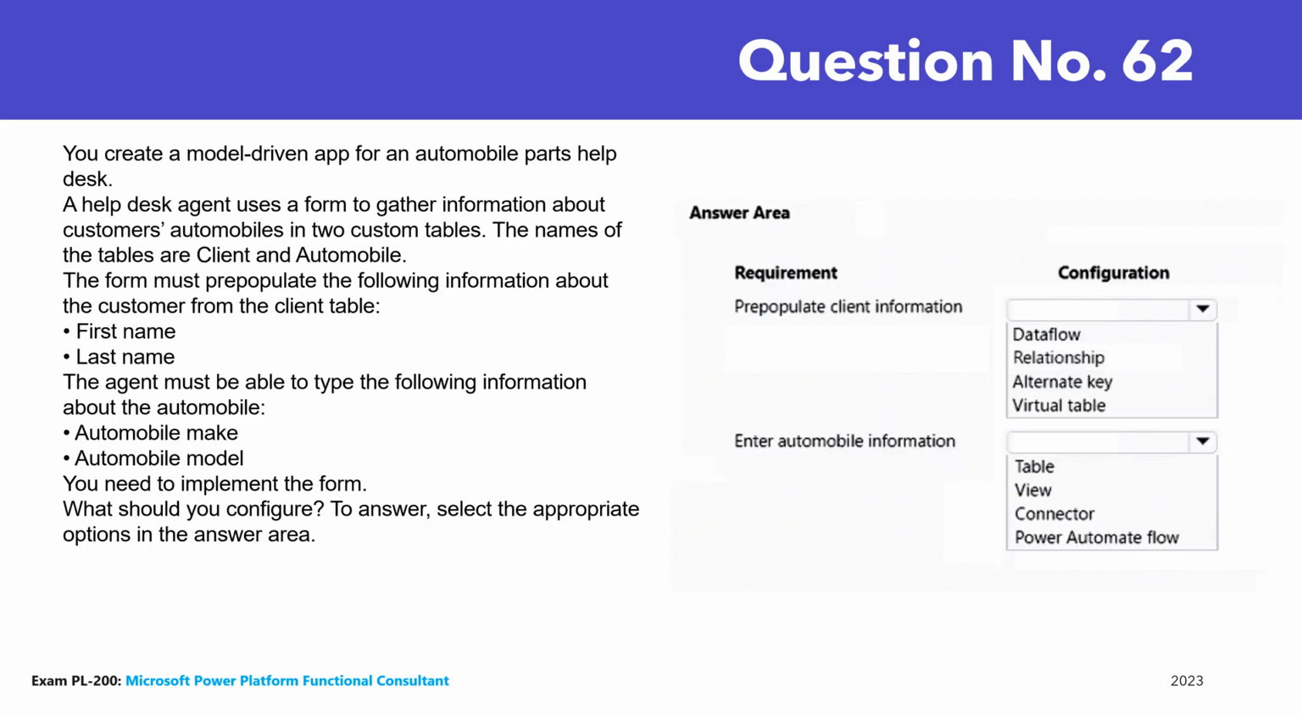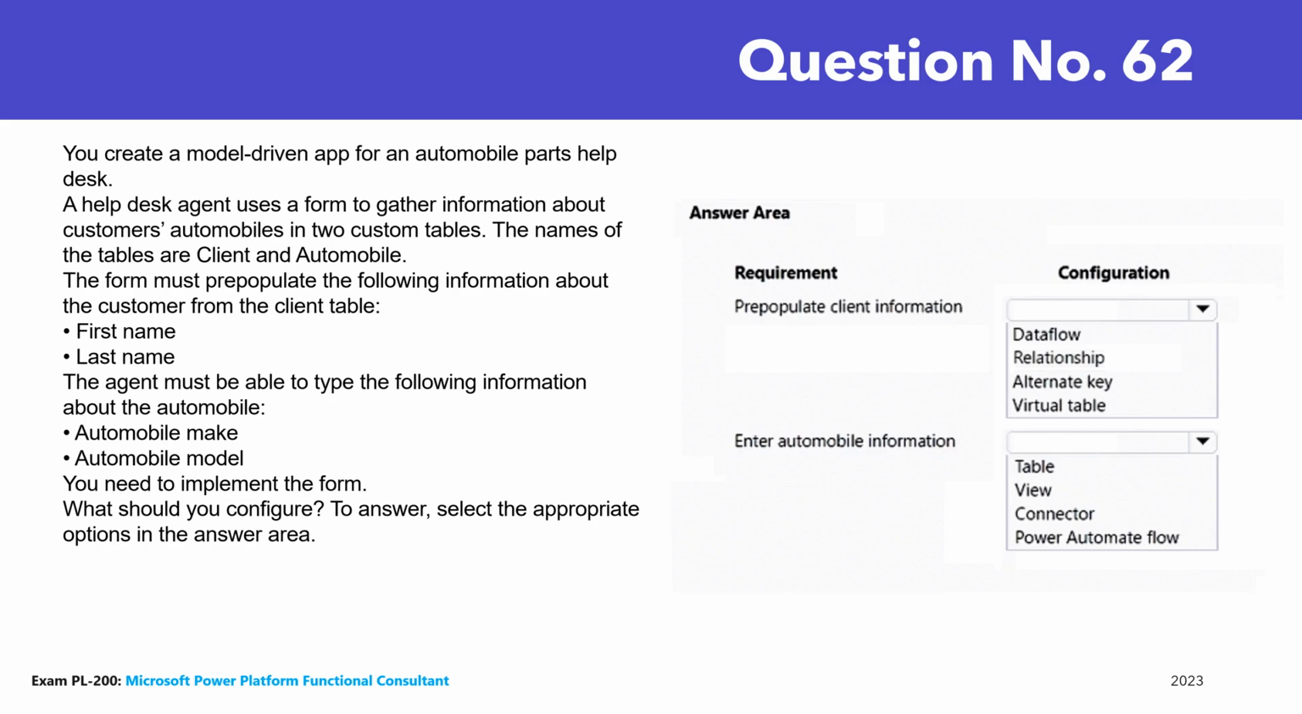Feature: view. You create a model-driven app for an automobile parts help desk. A help desk agent uses a form to gather information about customers' automobiles into custom tables. The names of the tables are client and automobile. The form must pre-populate the following information about the customer from the client table: first name, last name. The agent must be able to type the following information about the automobile: automobile make, automobile model.